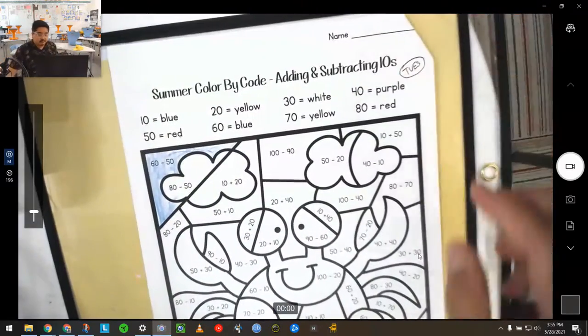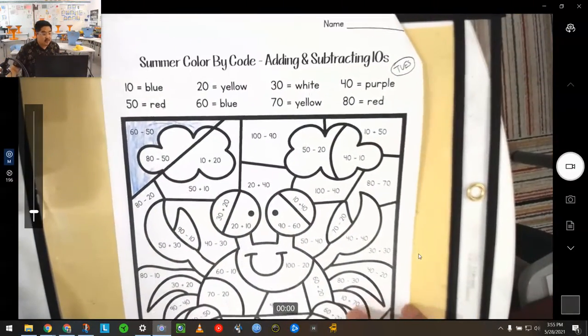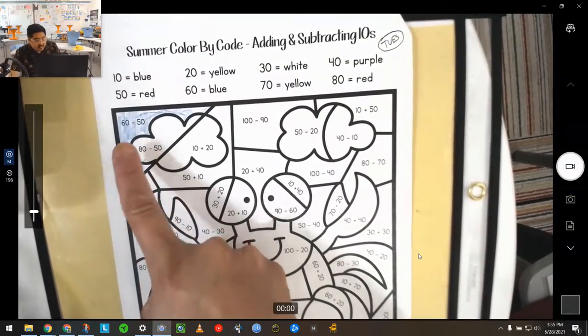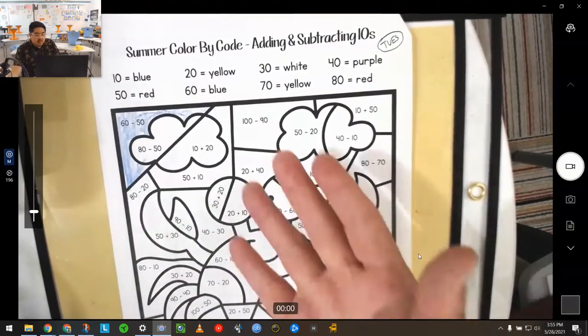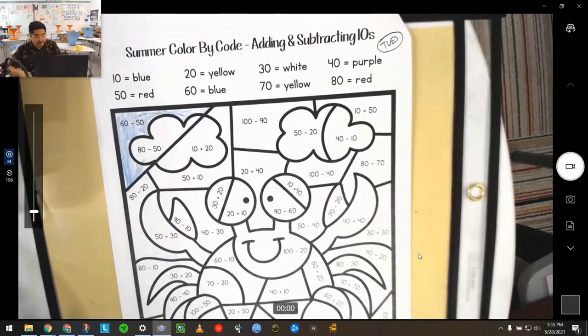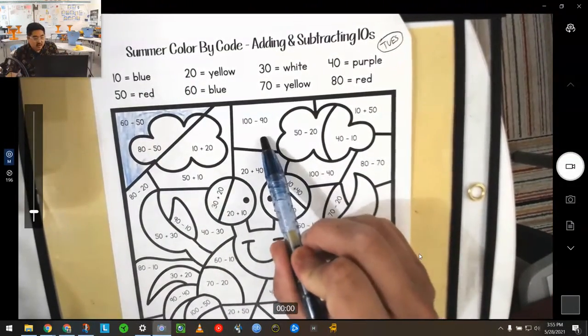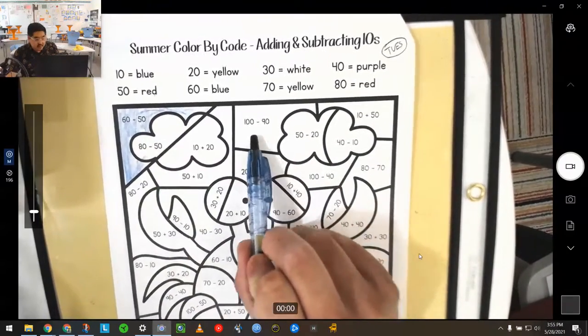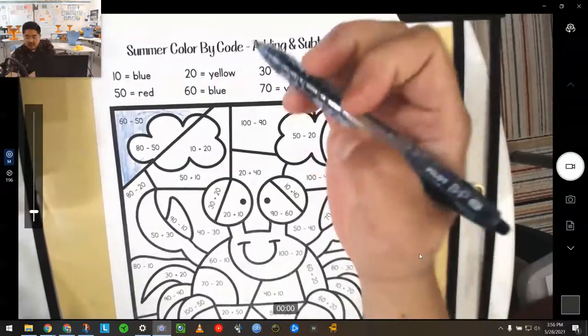Okay? Let's look at the next page we're going to do today too. This one is about adding and subtracting tens. So when it has an equation like this, you don't know what the answer is yet. So doing it the color way is not going to work super well. So the first thing you want to do with this page is solve all the problems and write the answer underneath each problem. Okay? So watch.